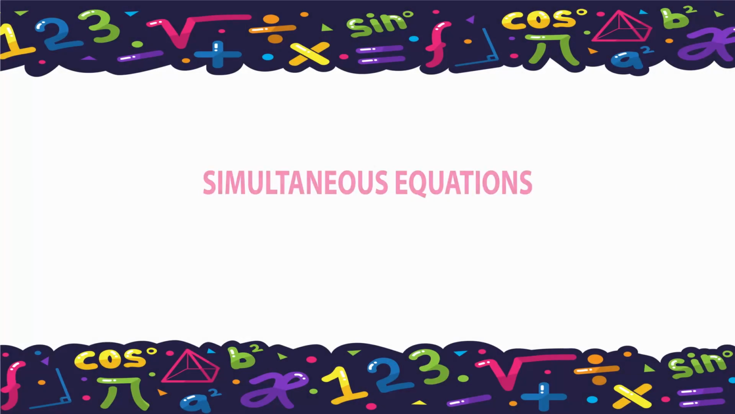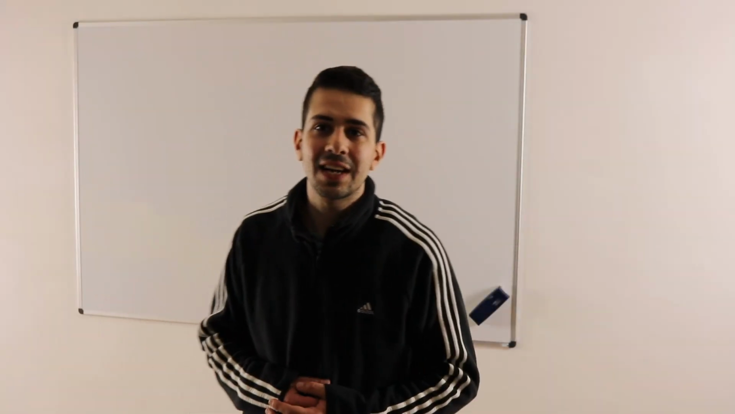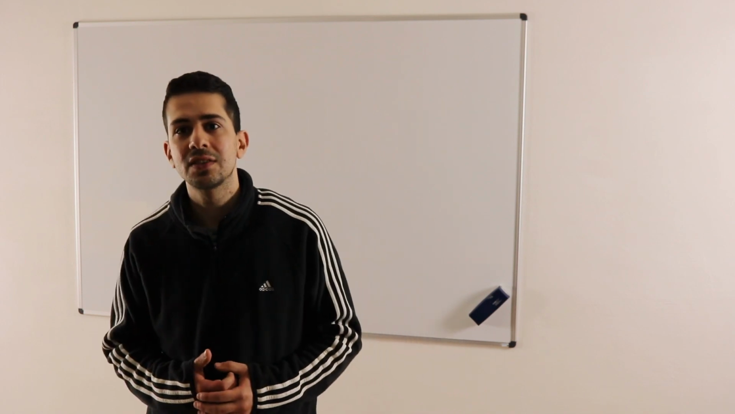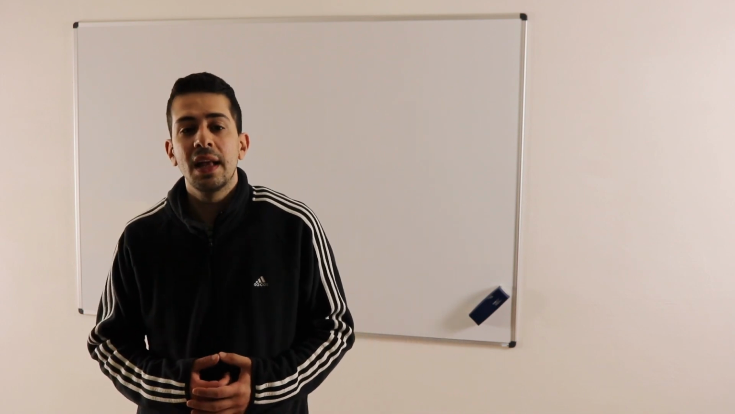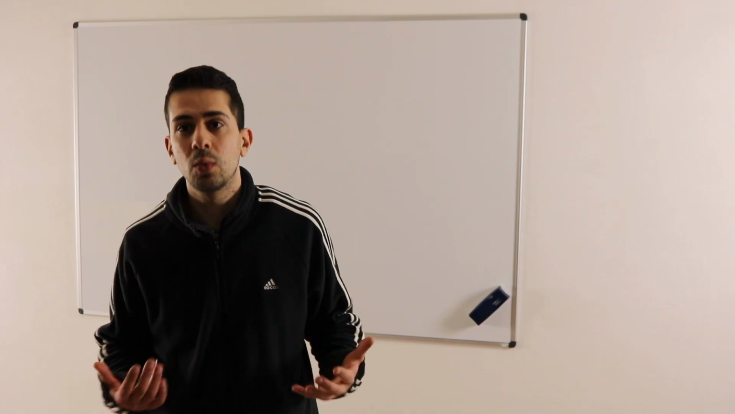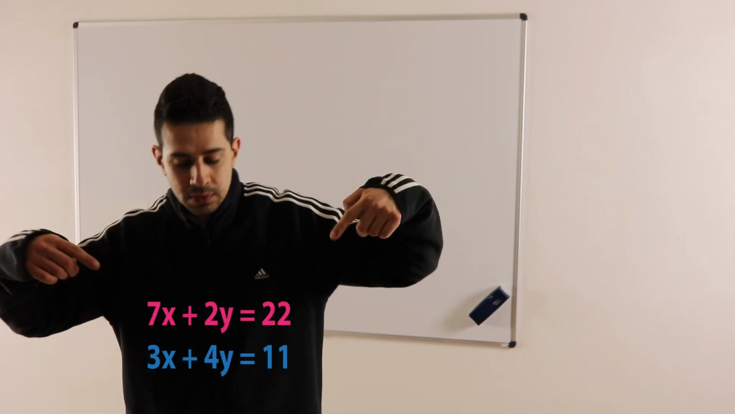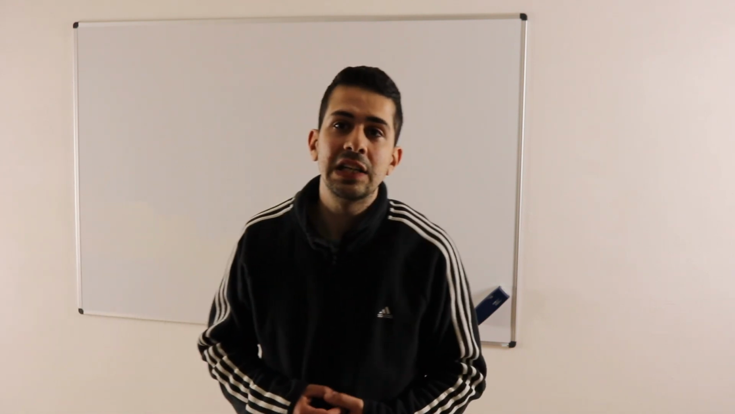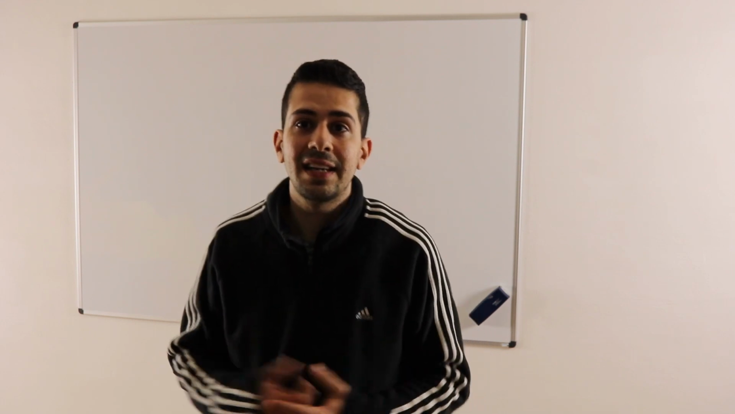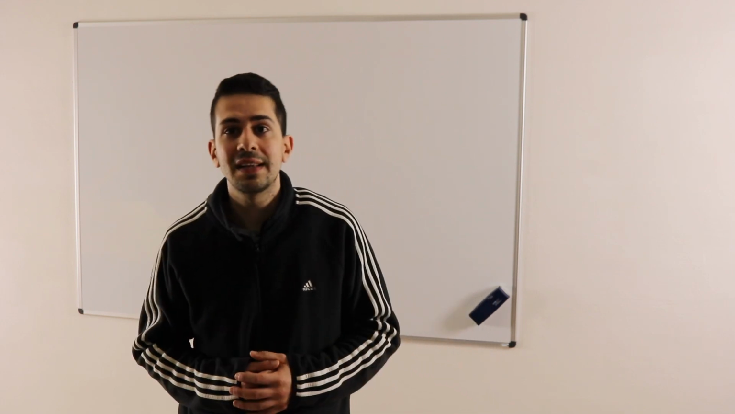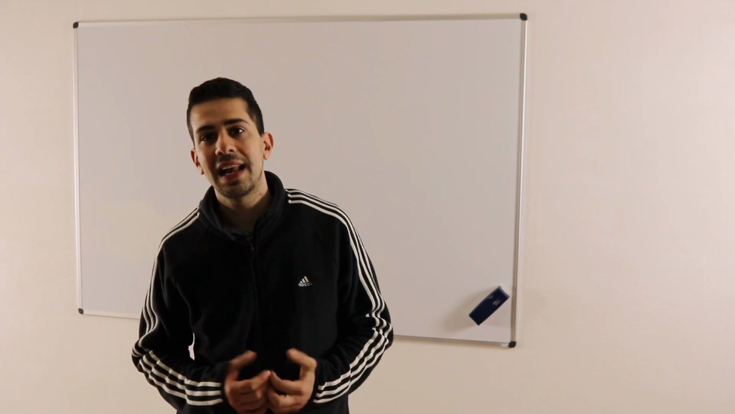Hi, in this video we are going to solve a few simultaneous equations. Let's get started. Simultaneous equations involve having two equations with two unknowns each. The unknowns can be either x and y, as shown here below, or any other algebraic letters. Let's see a quick example of how simultaneous equations can be used in our everyday lives.